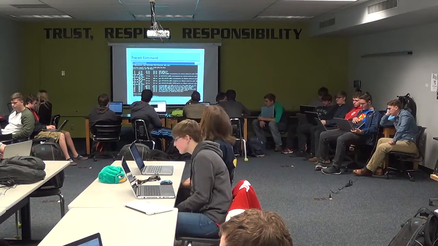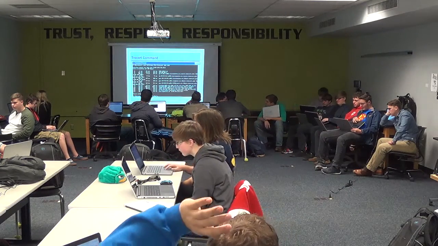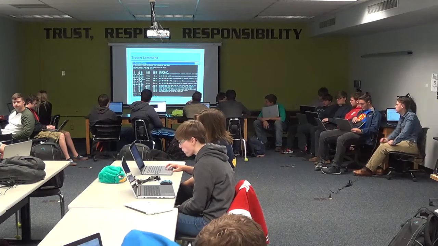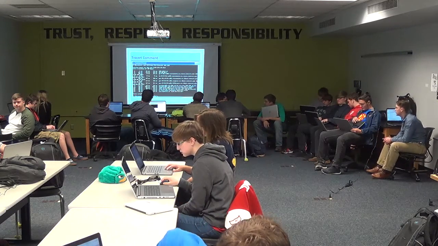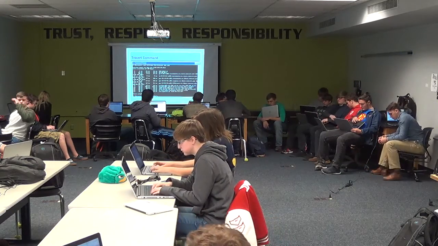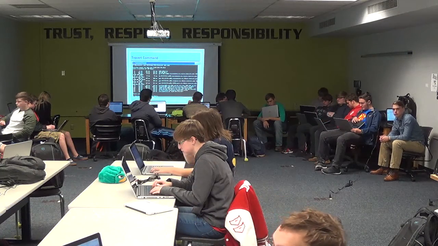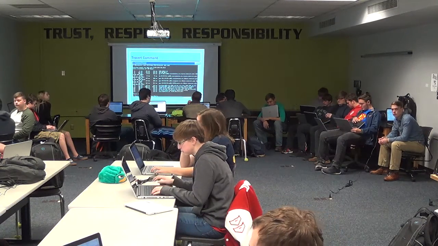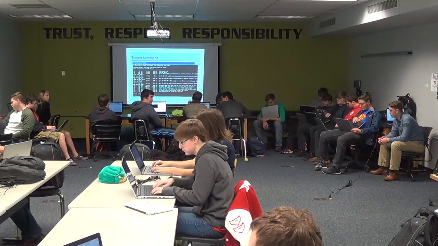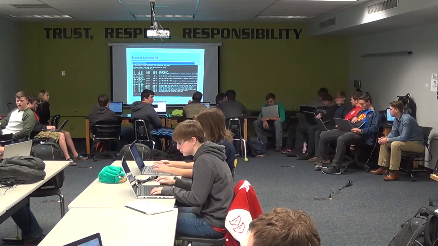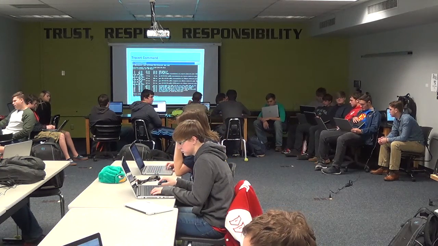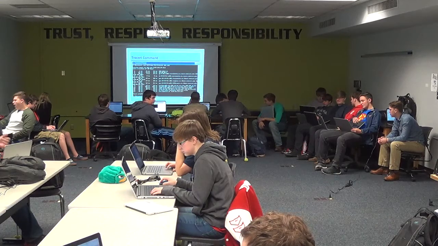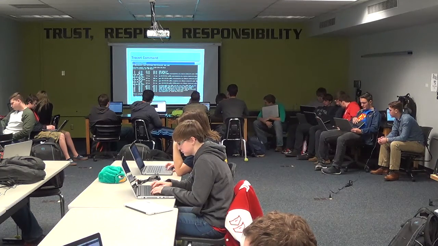Traceroute command, what's it used for again? Finding the number of hops. Number of hops. What's the definition of a hop, Gabe? It's a router. It's a connection to a router. And so if you have 10 hops, that means you've got 10 routers between you and the destination. So how would I use this command?